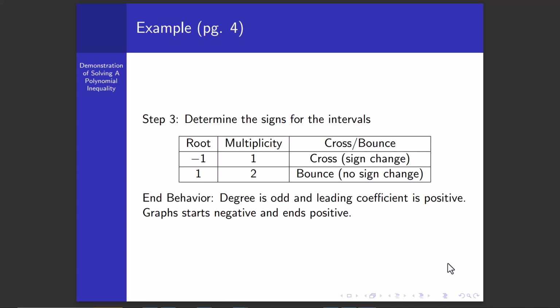So my very first interval from negative infinity to that first root on the number line, that's going to be negative. From the last root out to positive infinity, that's going to be positive in this case. So I already have two signs for my intervals. Okay, and this is the power of using the end behavior with the multiplicities.